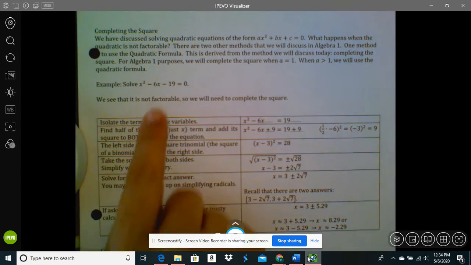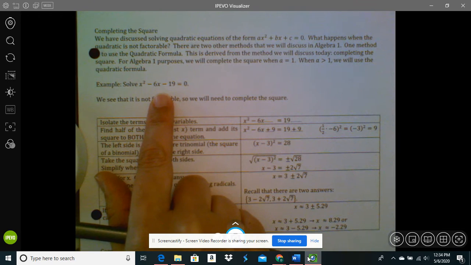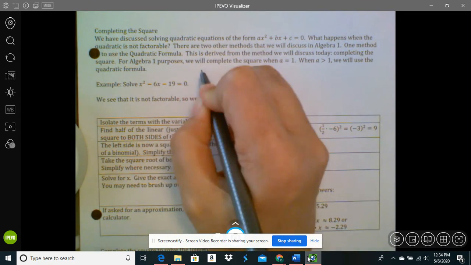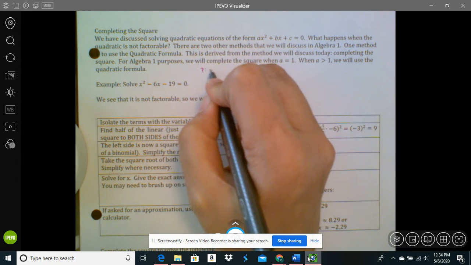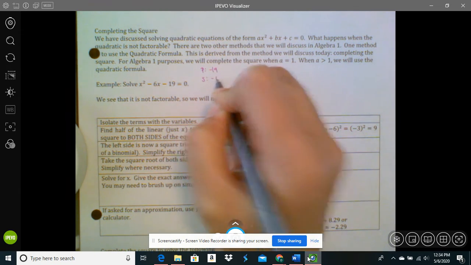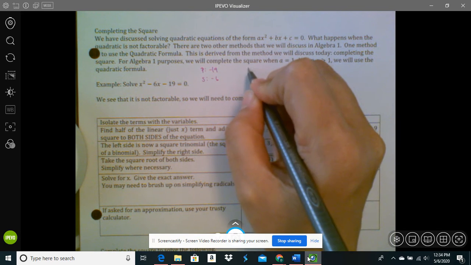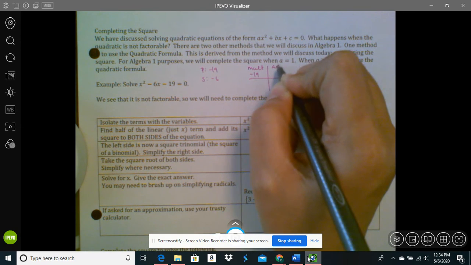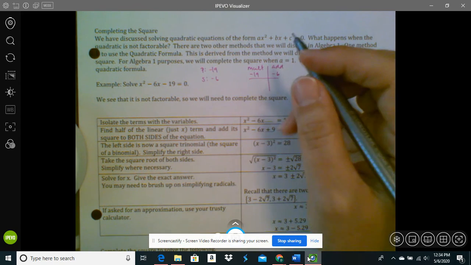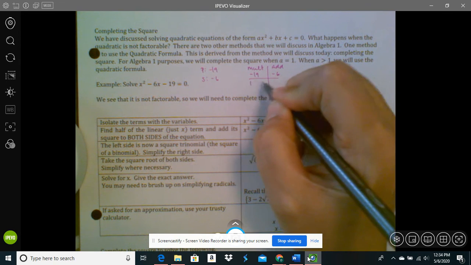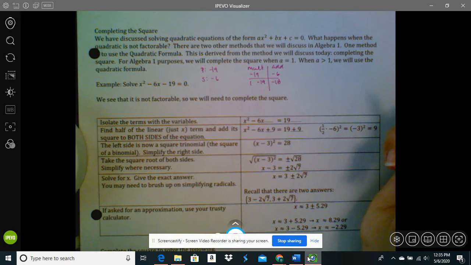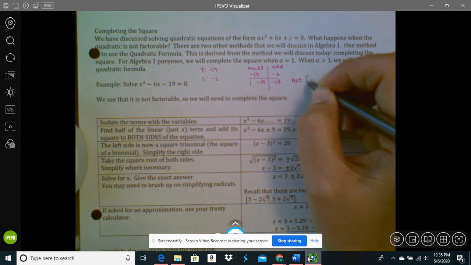Okay, so let's look at something like this. If I wanted to factor it, what would I do? Well, remember, we play the product sum game. So I need to find two numbers that have a product of -19 and a sum of -6. What two numbers multiply to make -19, but at the same time add to -6? Well, we know they're going to be opposites, and we know that the larger number has to be negative because our sum is a negative. Okay, that's what we have. So dang, this thing is not factorable.